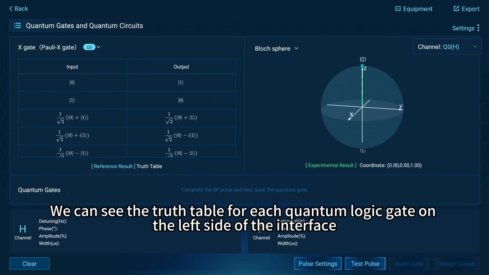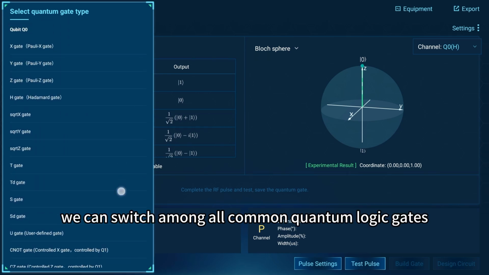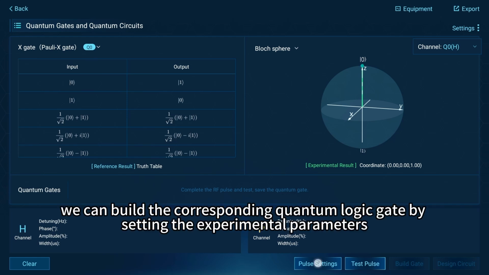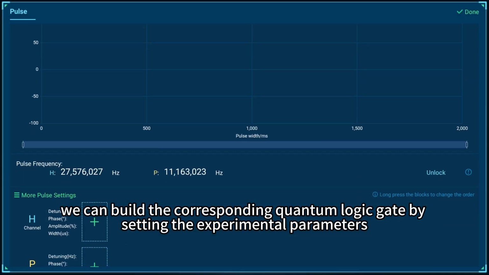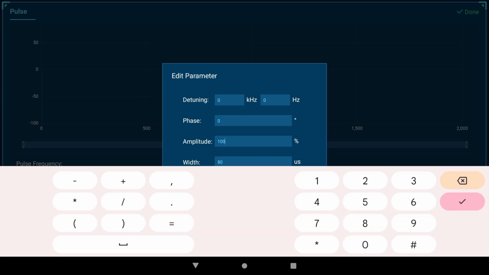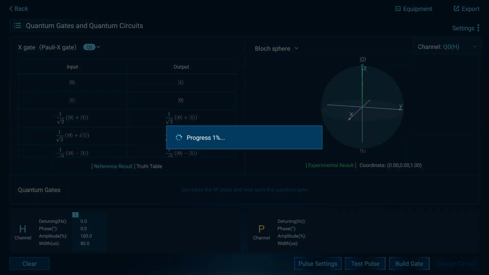We can see the truth table for each quantum logic gate on the left side of the interface. Clicking on the list, we can switch among all common quantum logic gates. After that, we can build the corresponding quantum logic gate by setting the experimental parameters. We can test quantum control.